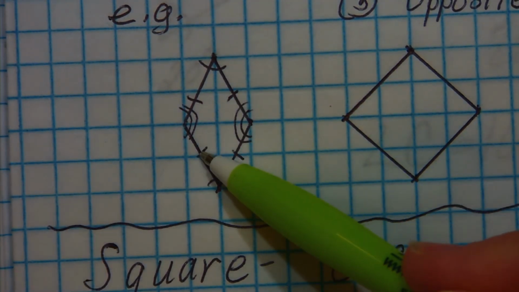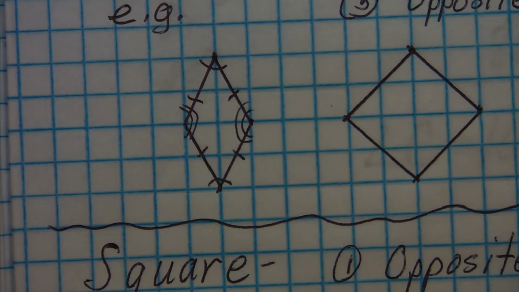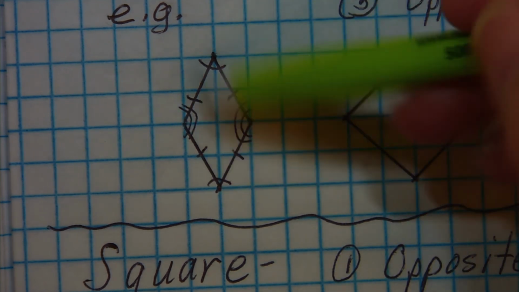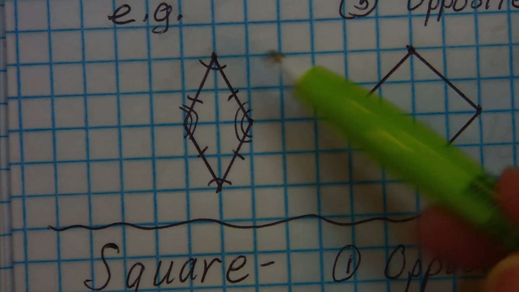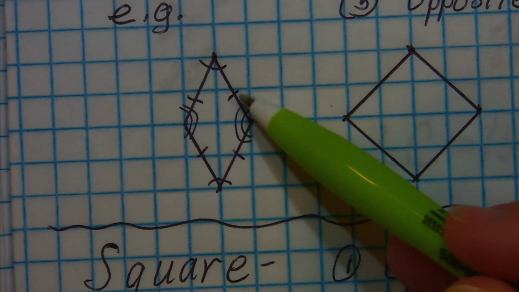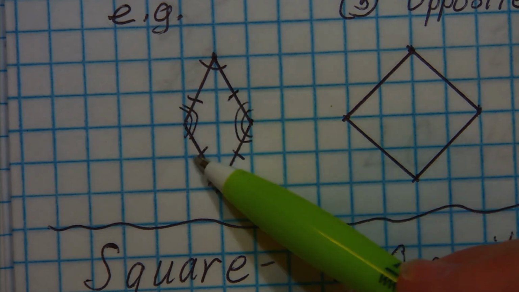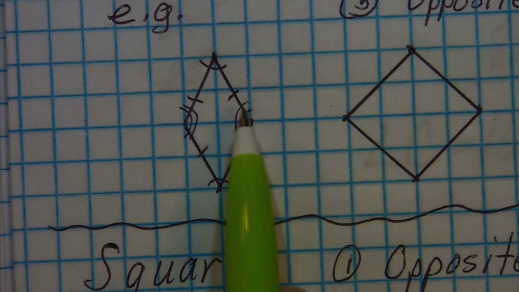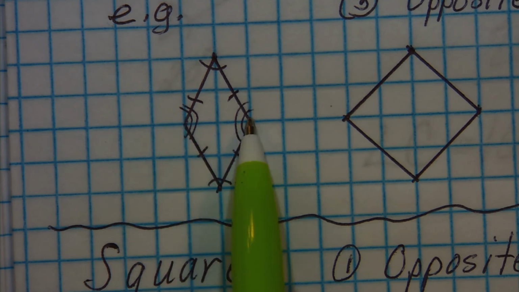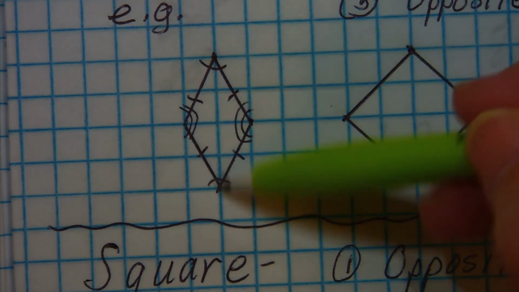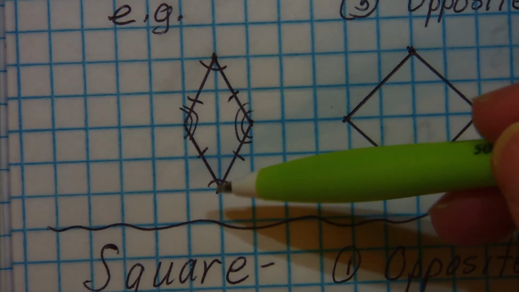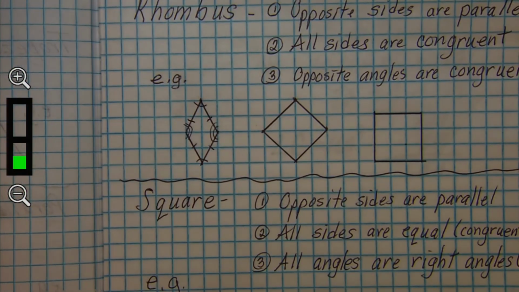Opposite sides are parallel. Opposite sides are parallel. All sides are congruent, so that's why they all have the same geometry mark. They are all congruent to each other. And then opposite angles are congruent also. Opposite angles congruent. And now we'll zoom out, we'll show you the others.